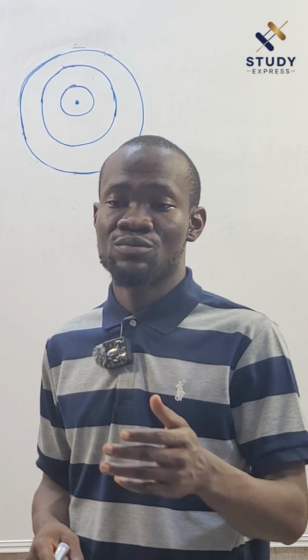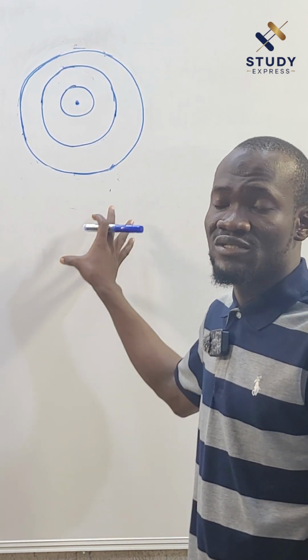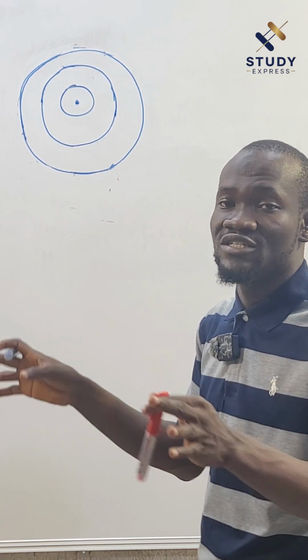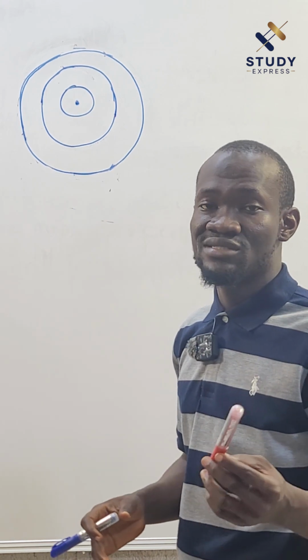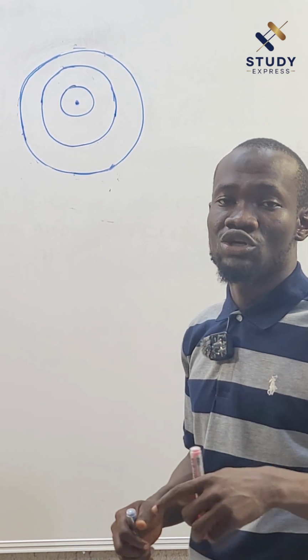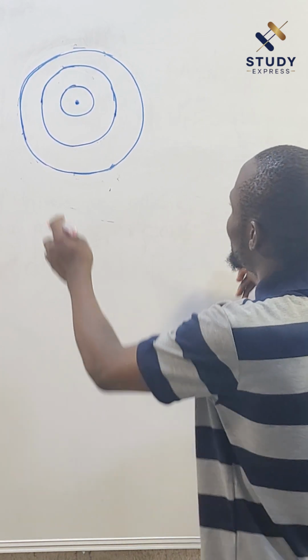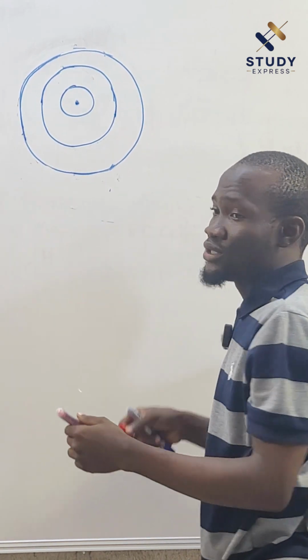Now, according to the Bohr atomic model, Bohr proposed this to be the structure of an atom, the atomic structure. One of his statements is that electrons revolve in a circular path called an orbit or shell. So all the circular paths here are shells.